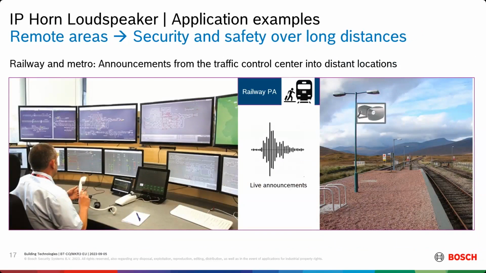Then we have an application example for remote areas. So imagine there is this remote platform somewhere, very hard to reach. Without installing a lot of equipment, we can put an IP horn loudspeaker on the pole, which can be remotely accessed, and we can dial the speaker and make announcements to persons on the platform who might be in need of aid, or maybe there is something ongoing which needs some intervention, which then can be done remotely. So these were the use cases where we see this product sitting.